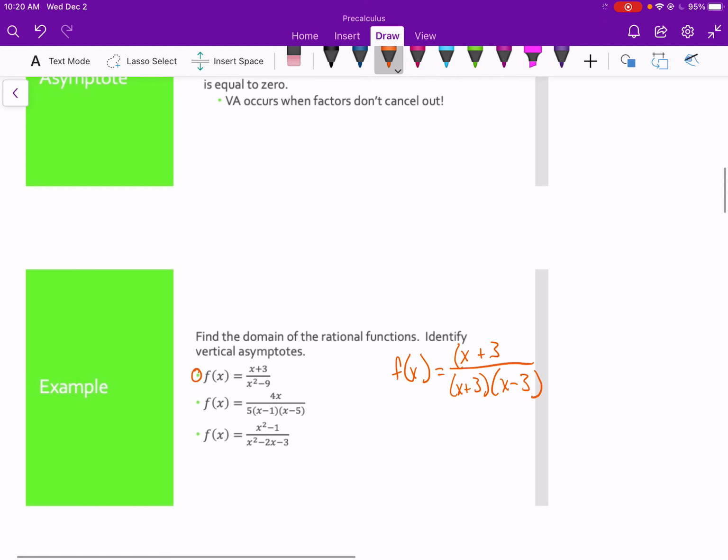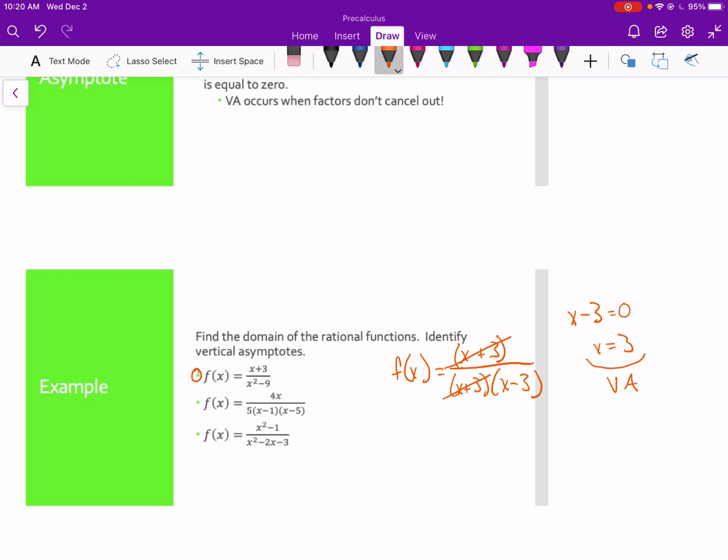Notice that this x plus 3 on top is a quantity. It goes together. We have an x plus 3 on the top and on the bottom, so that would cancel out. So we don't consider x plus 3 for a vertical asymptote. We take what's left on the denominator and set that equal to 0. So we get x equals 3. That is our vertical asymptote.